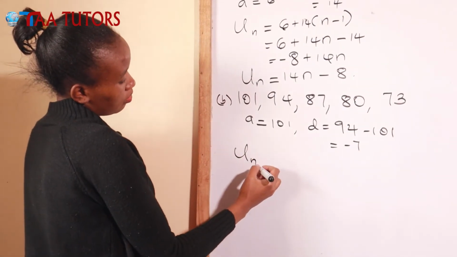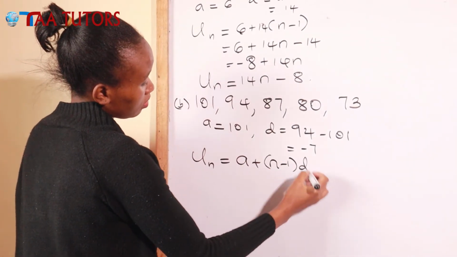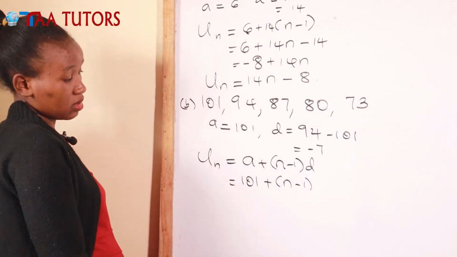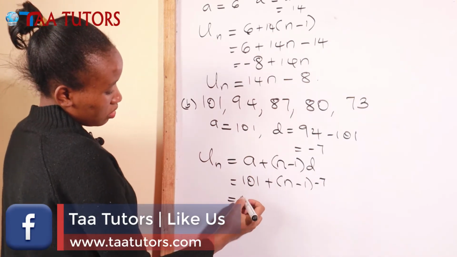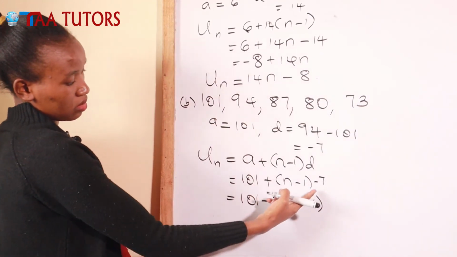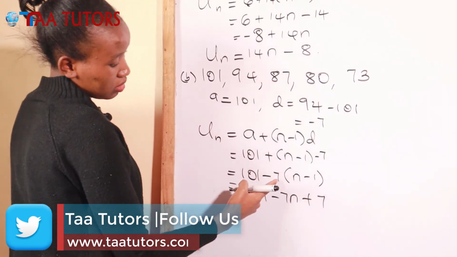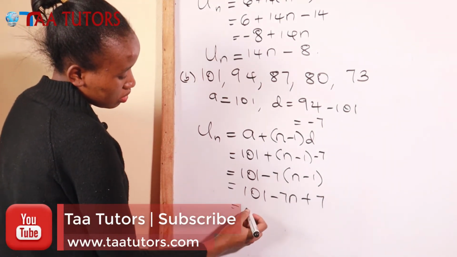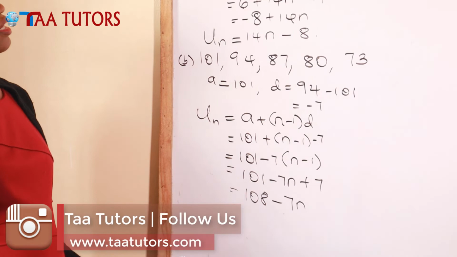Now, to find the nth term of this sequence, it's going to be a plus n minus 1 into d. Our a is 101 plus n minus 1 into negative 7. So this one you can just put in front, so it's 101 minus 7 into n minus 1. Then you open the bracket, 101 minus 7n plus 7. When you multiply a negative number by a negative number, the result is going to be positive. Then we add this to this, and it is going to be 108 minus 7n. So that's how you approach that question if they were to ask.